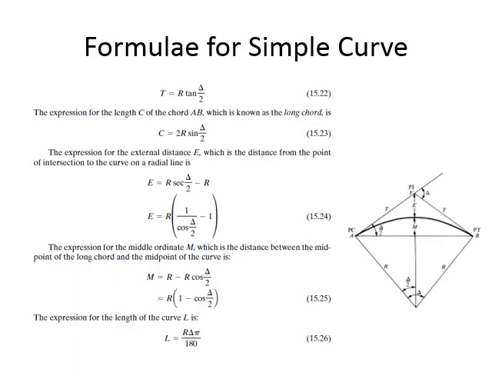Then these are the equations for other parameters of the curve. For tangent length, we have this equation, R tan delta by 2. Then the equation for chord length, and this is for external distance, the distance between PI and the curve. And this is for middle ordinate, the straight distance between the curve and the chord. And this is the equation for length of the curve. You can see in all these equations, I need R and delta. So once you have R and delta, you can calculate all the remaining parameters.